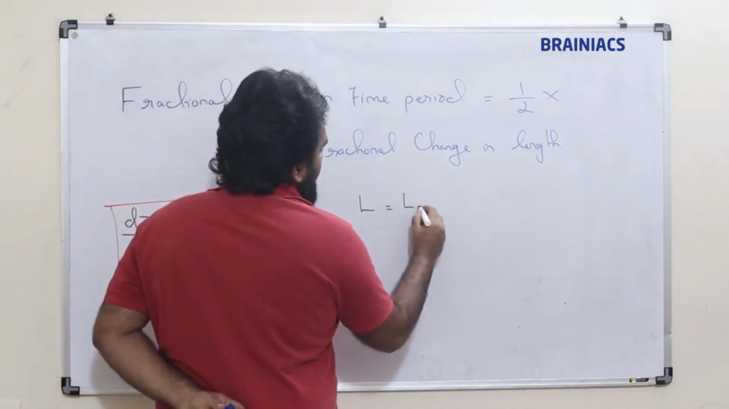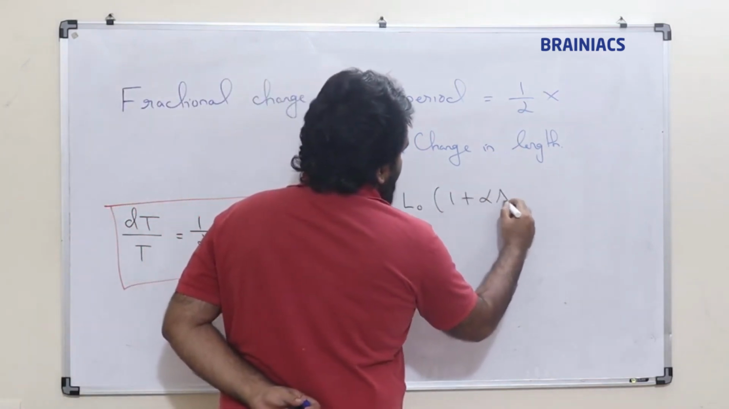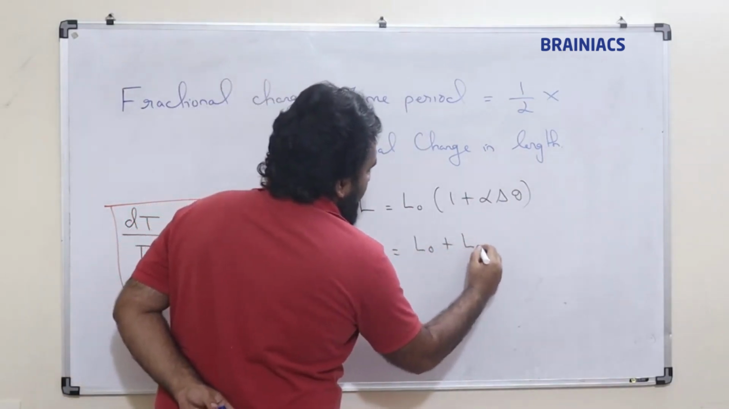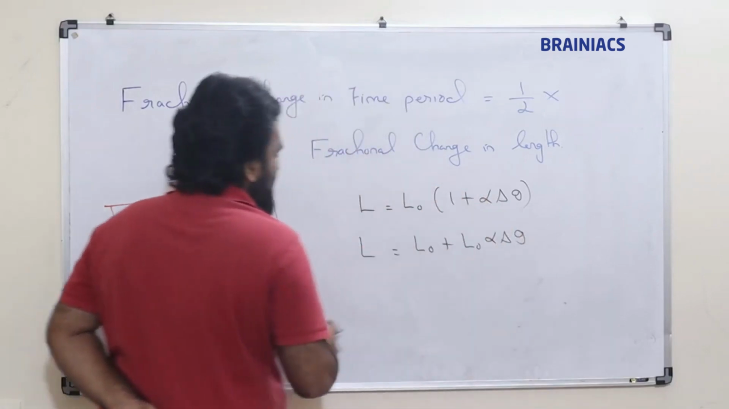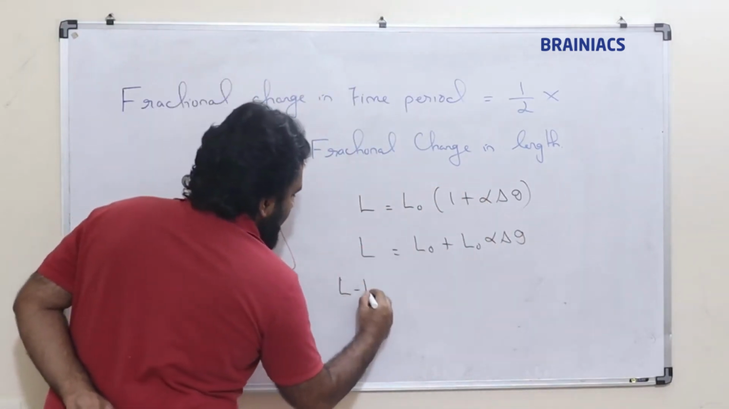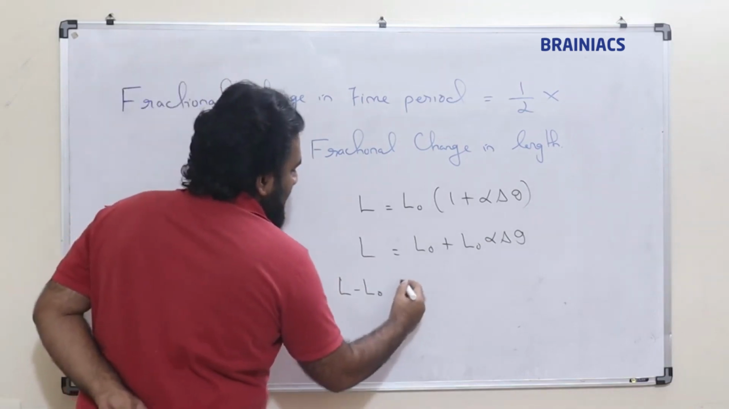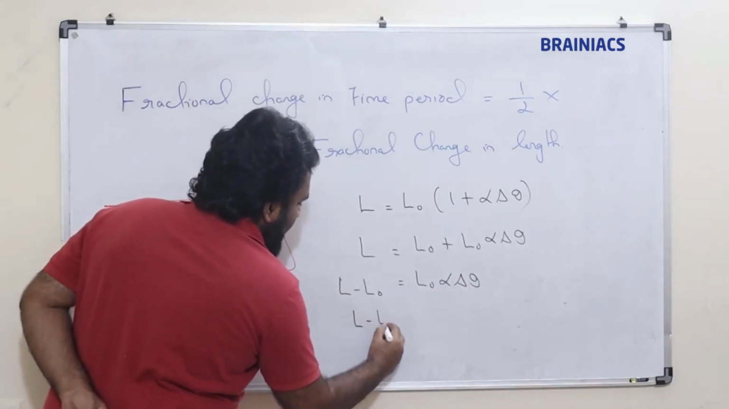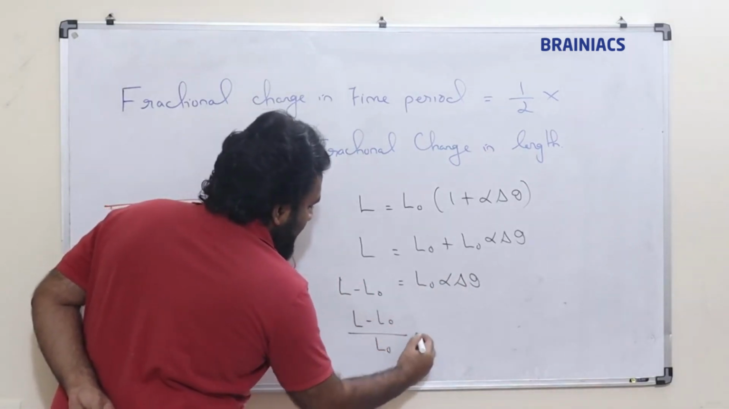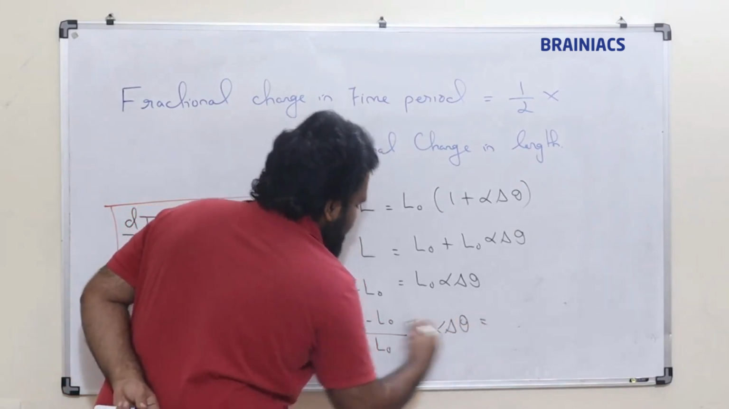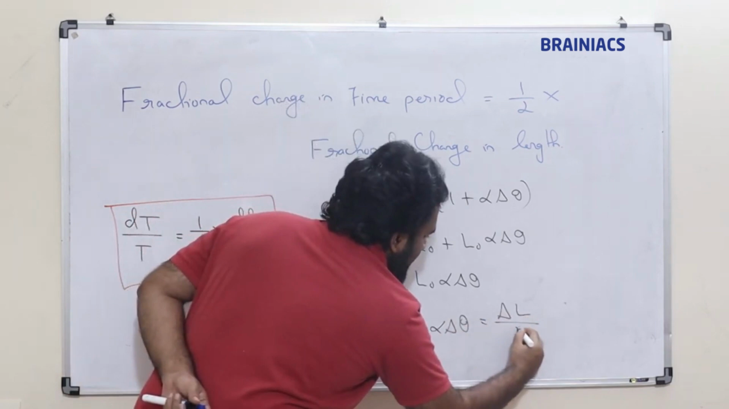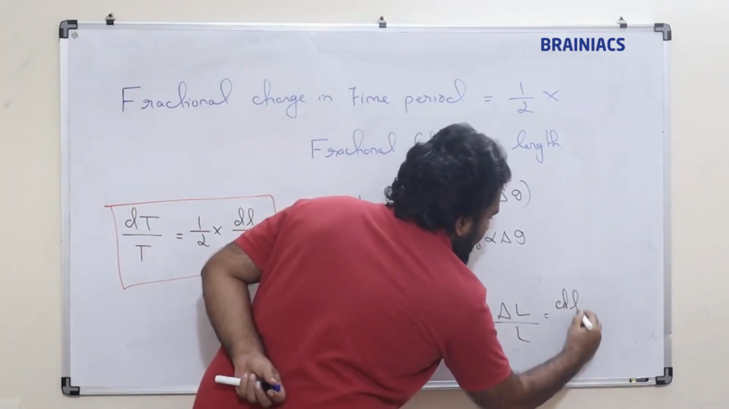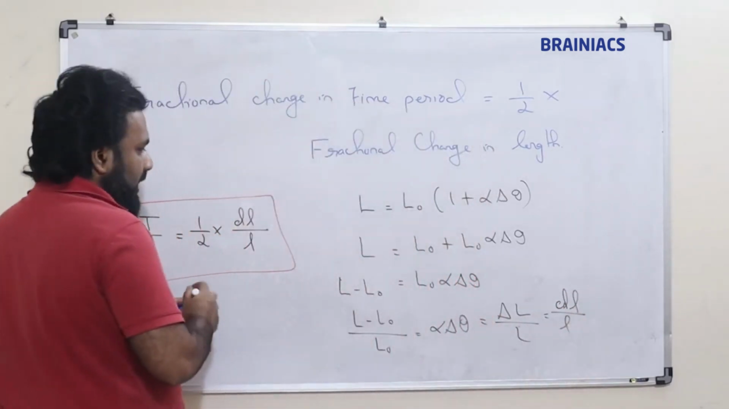Now suppose we write L is equal to L naught into 1 plus alpha delta theta. If we multiply it inside, L naught plus L naught alpha delta theta. Now if we bring it here, L minus L naught is equal to L naught alpha delta theta, and L minus L naught divided by L naught is equal to alpha delta theta. This is change in length by original length, or if it is a very small value, dl by L. Nothing wrong in writing like that.